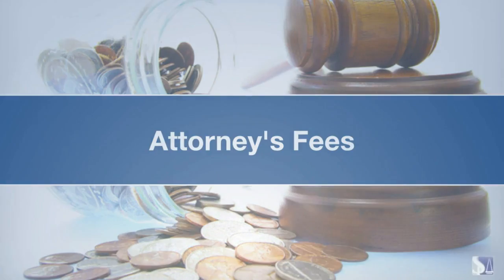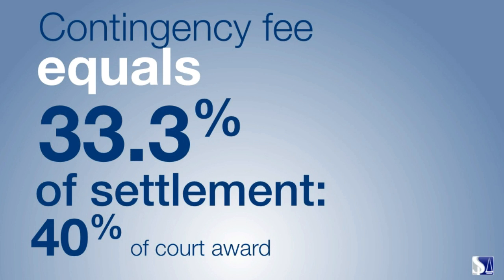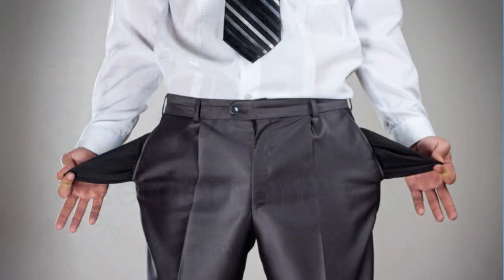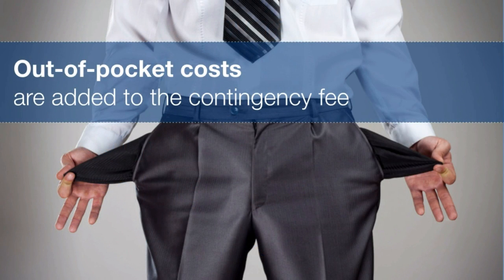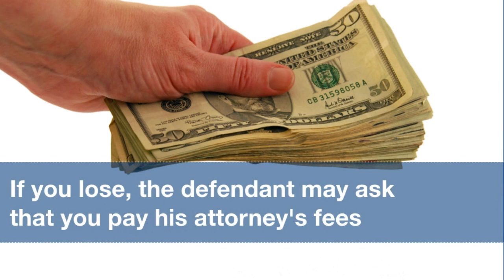The contingency fee of most personal injury attorneys is 33.3% of a negotiated settlement, rising to 40% once a lawsuit is filed. Any of your attorney's out-of-pocket costs to prepare your case will be added on top of the contingency fee. In civil litigation, whether in small claims court or a higher court, when you represent yourself and lose, there's a good chance the defendant will ask the judge to order you to pay his attorney fees and court costs.